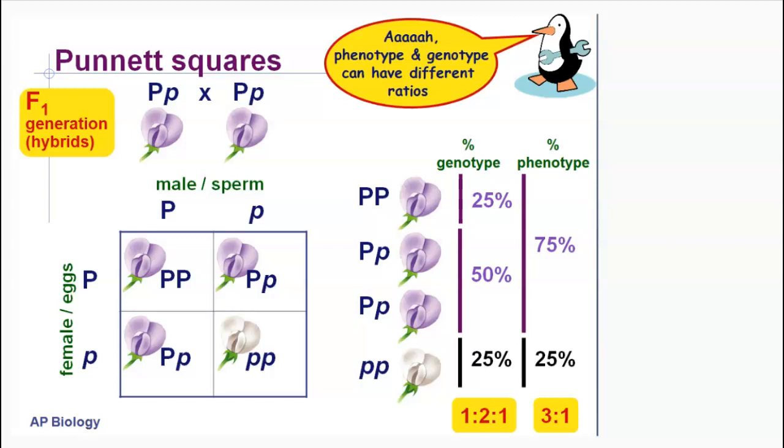Okay, so again, here's another graphic to put it side by side if this helps you, that the genotype and phenotype don't always match. We can have a 1 to 2 to 1 or a 25% to 50% to 25% for our genotypes, but our phenotypes end up being 3 to 1 or 75 to 25 with this particular match right here.